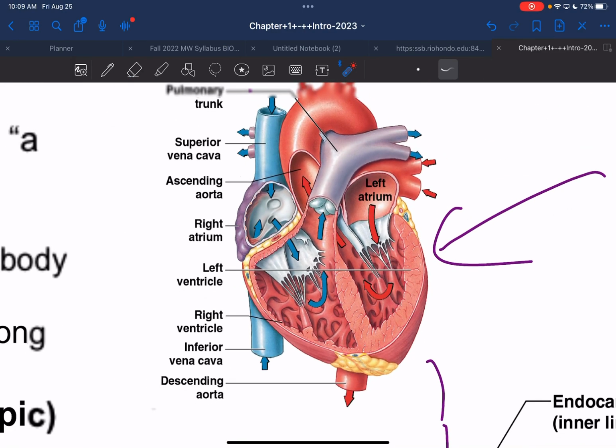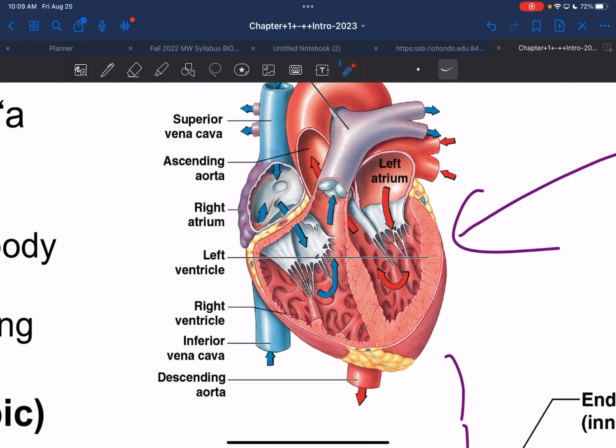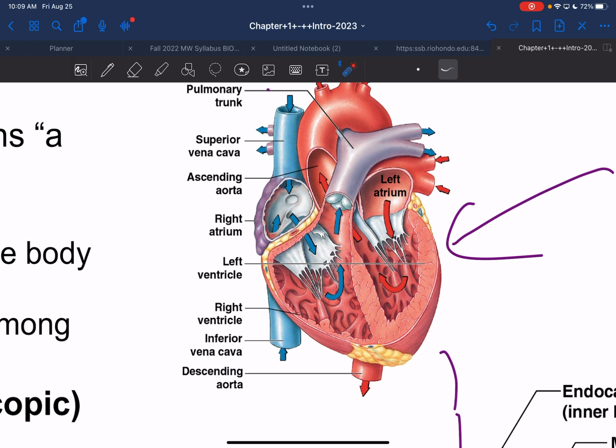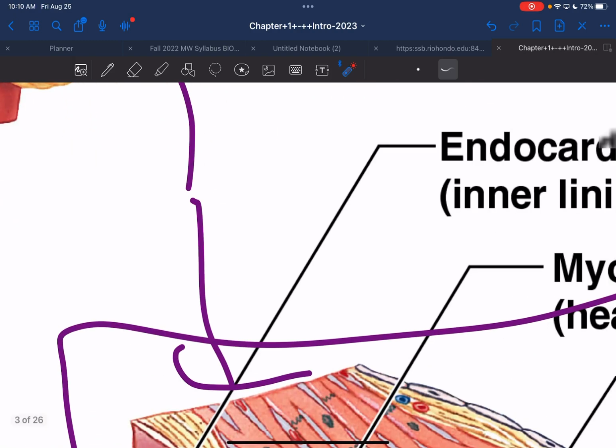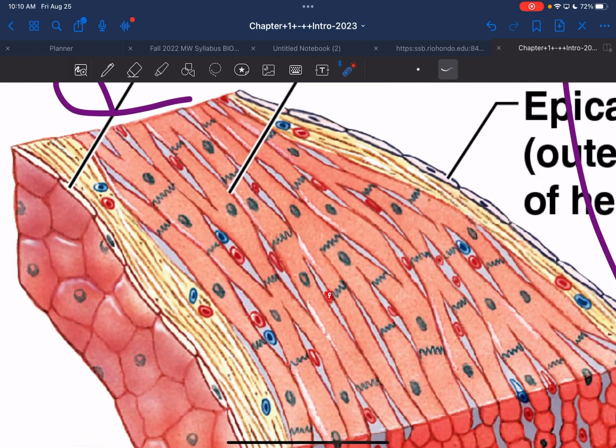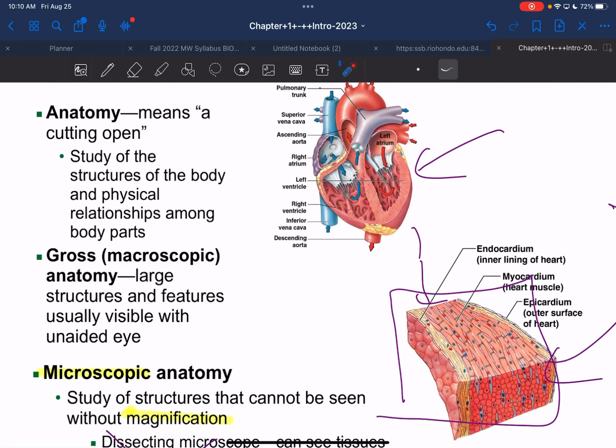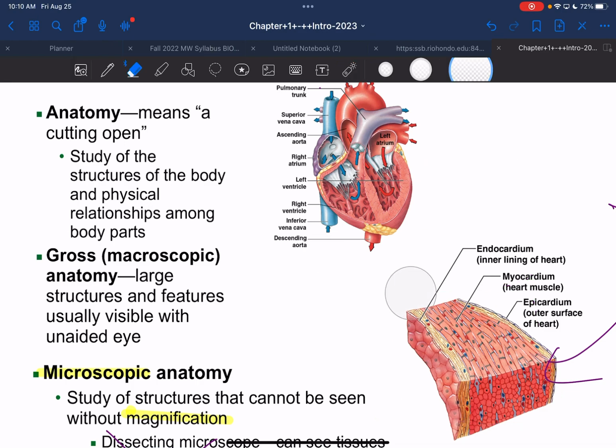But if I had a heart, and you're going to see later, I'm going to bring you a sheep heart a little bit later into the semester, you're going to see that if you slice it just like this, it legitimately looks exactly like this. But you would never be able to see what every little heart cell looks like unless you use a microscope, and then you'd be able to see, oh, these are the little tiny building blocks of the heart. And so that's an example of gross anatomy and microscopic anatomy.